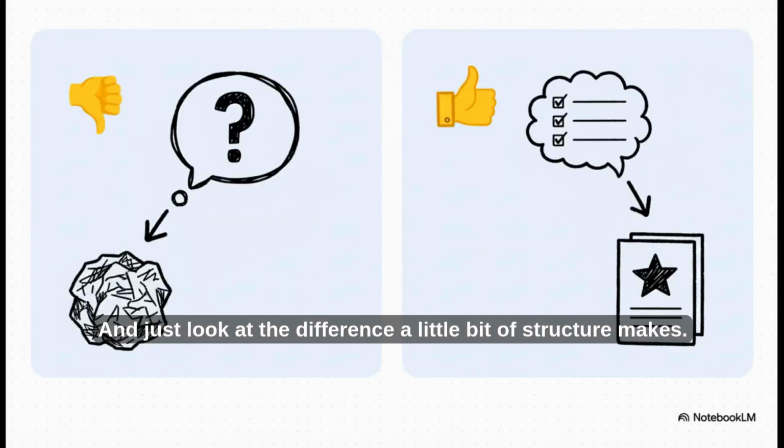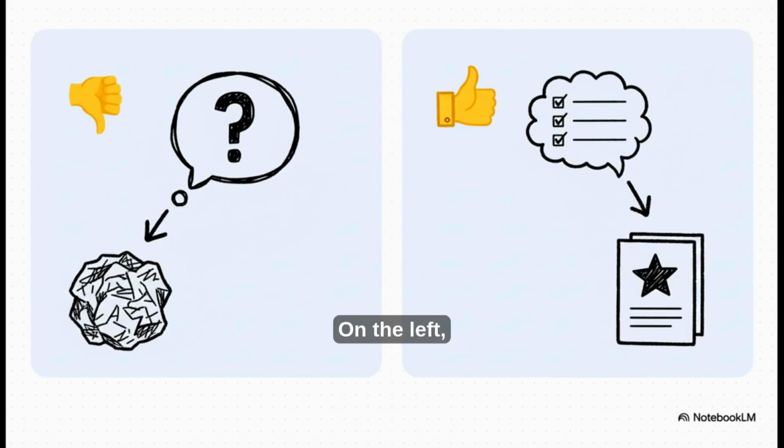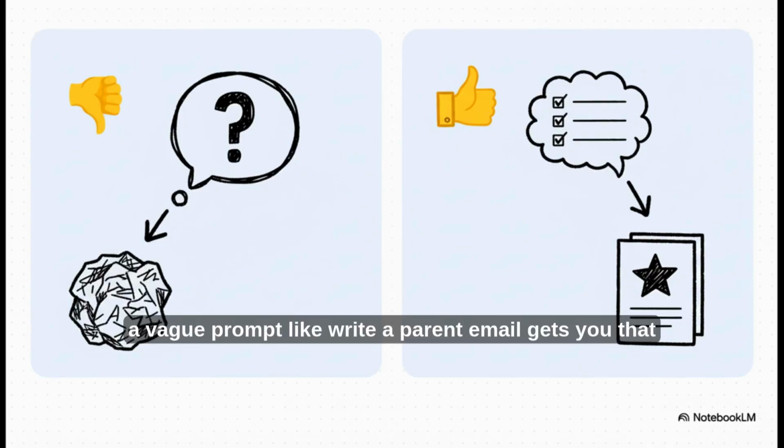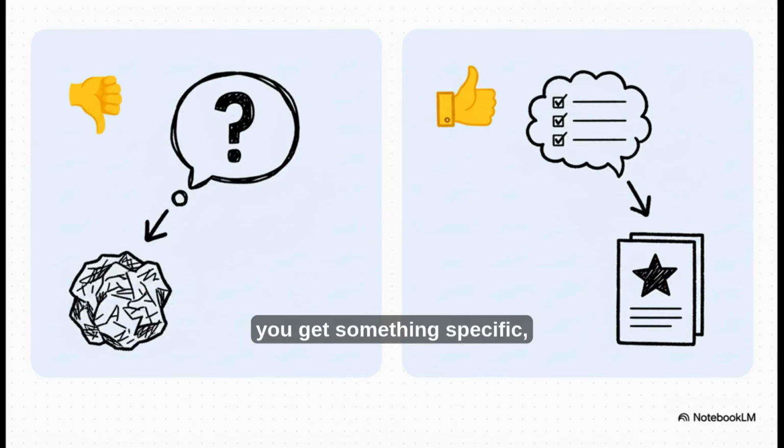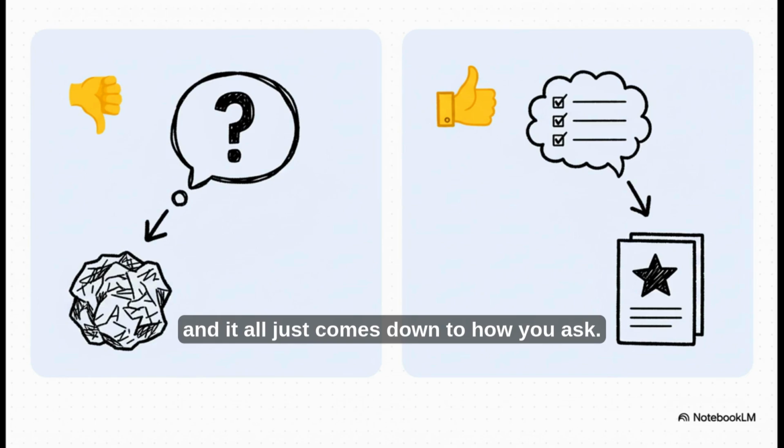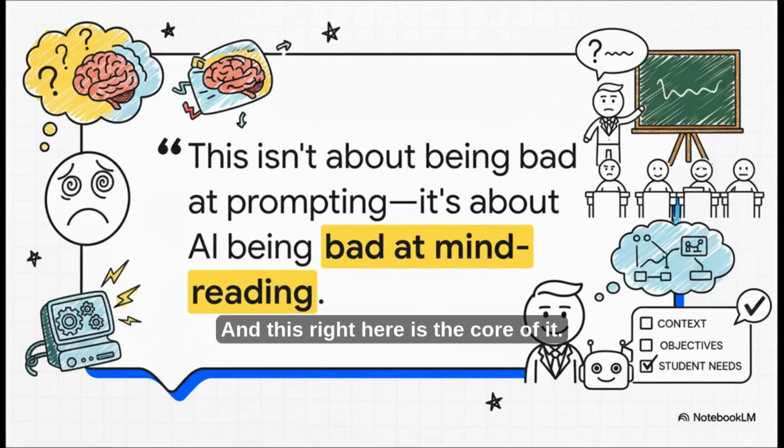And just look at the difference a little bit of structure makes. On the left, a vague prompt like write a parent email gets you that useless, generic response we were just talking about. But on the right, when you use a simple template, bam, you get something specific, helpful, and pretty much ready to go. The difference is absolutely night and day, and it all just comes down to how you ask.